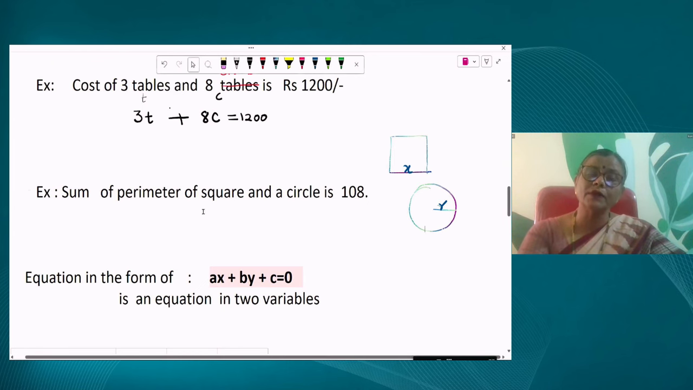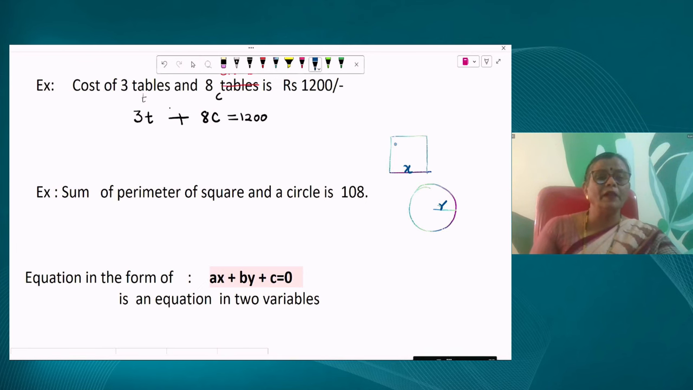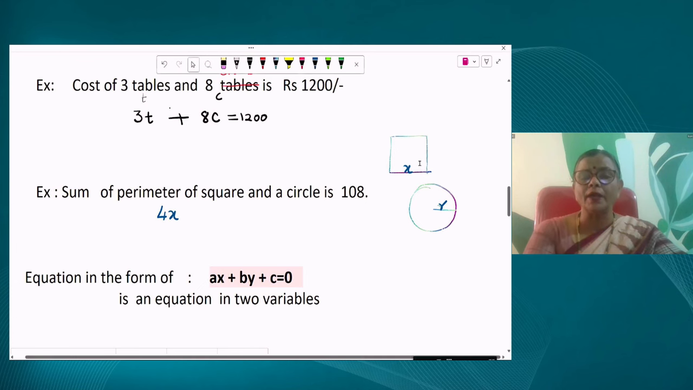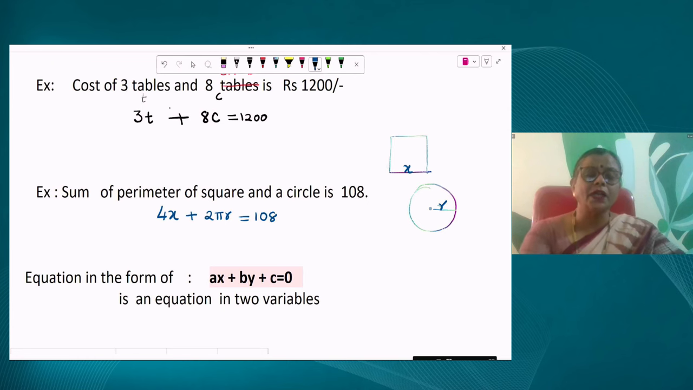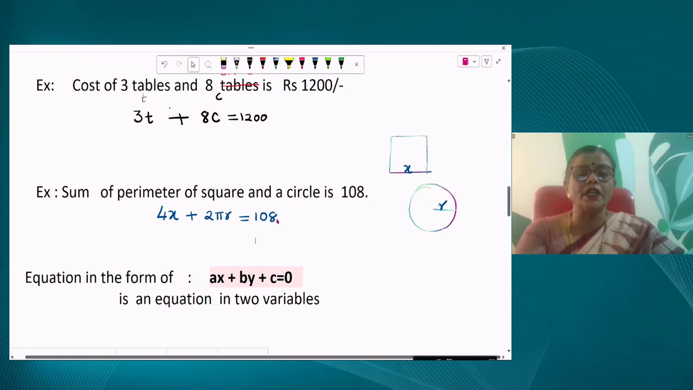But instead, what is mentioned is the sum of the perimeter. That is, you have to find the perimeter of a square. If one side of a square is x, so what will its perimeter be? It will be 4 times x. That's the perimeter of a square. Next, the perimeter of a circle. That's the circumference of a circle. It is 2 pi r. The sum gives us 108. So that's an expression that we have.